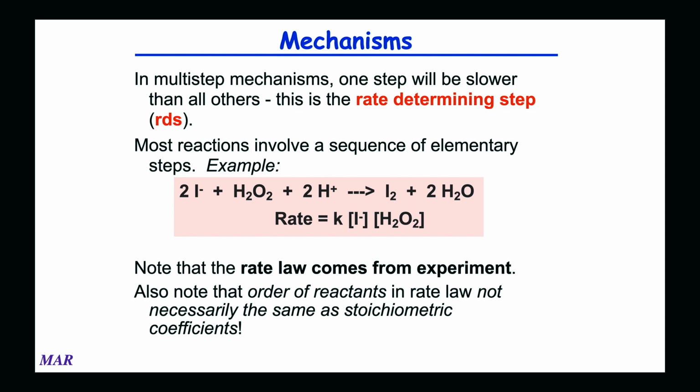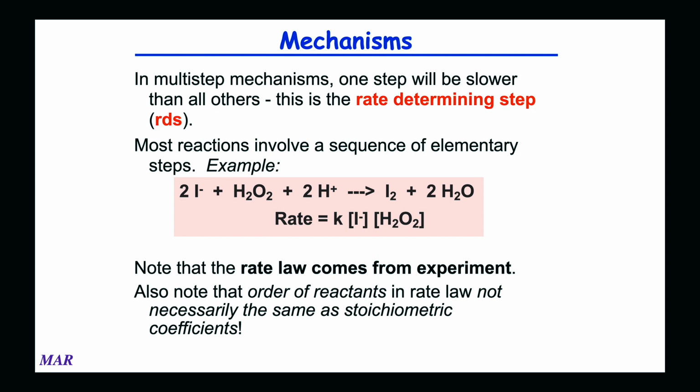So here's an example of that: the iodine clock reaction. It's two iodides plus hydrogen peroxide plus 2H+ acid, making the blue-purple iodine, I2, plus two waters. The rate law for that reaction is rate equals k times [iodide] times [H2O2]. Notice that both iodide and H2O2 are first order reactants. So for the mechanism, that means the slow step is going to have one iodide and one H2O2 coming together.